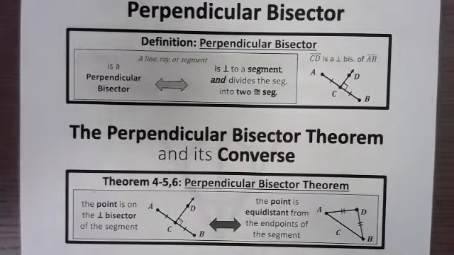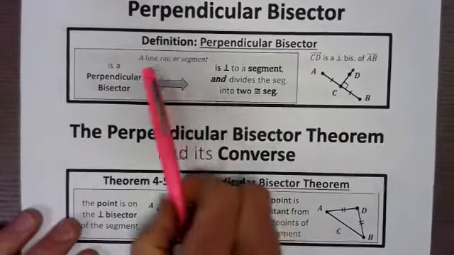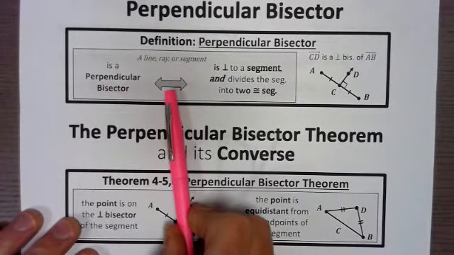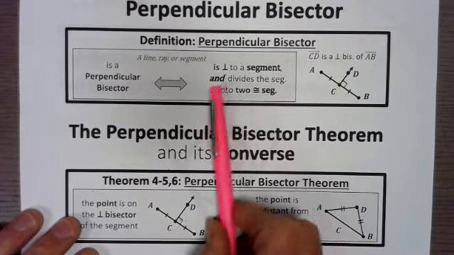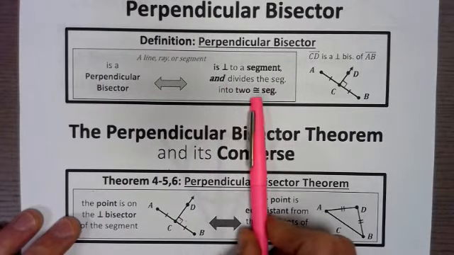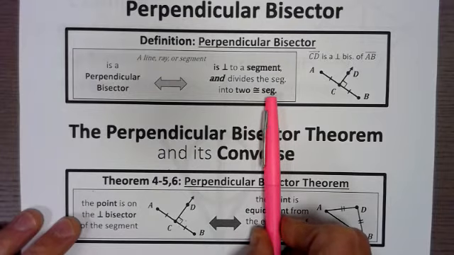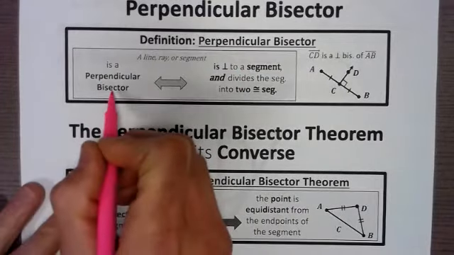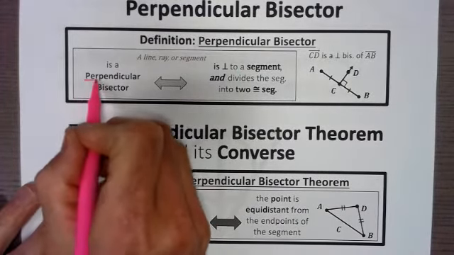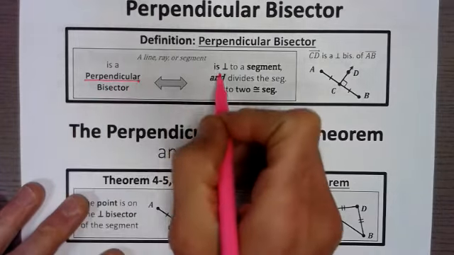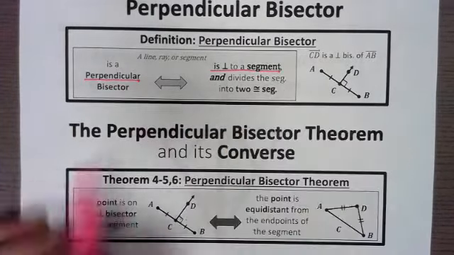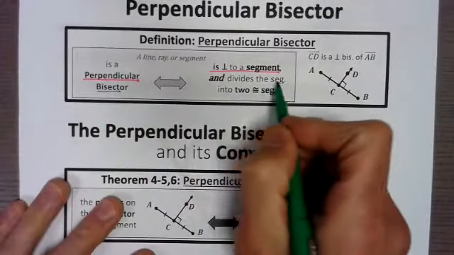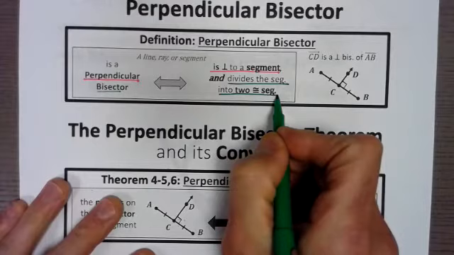Okay, perpendicular bisector. Same thing: a line, ray, or segment is a perpendicular bisector if and only if it is perpendicular to a segment and divides the segment into two congruent segments. So there's a lot here. Let's break it down. The perpendicular bisector is really important because the title tells us exactly what it is. Perpendicular, right? It's perpendicular to a segment and it bisects. So it's going to split, divide the segment into two equal segments.